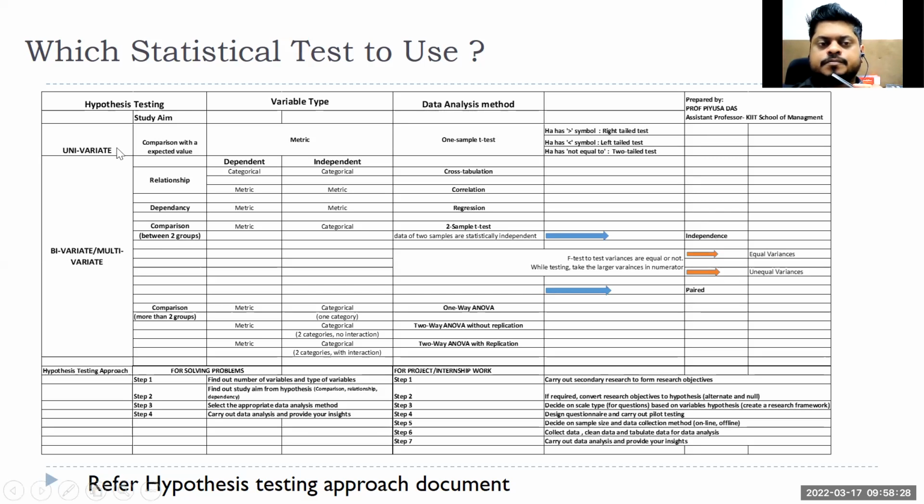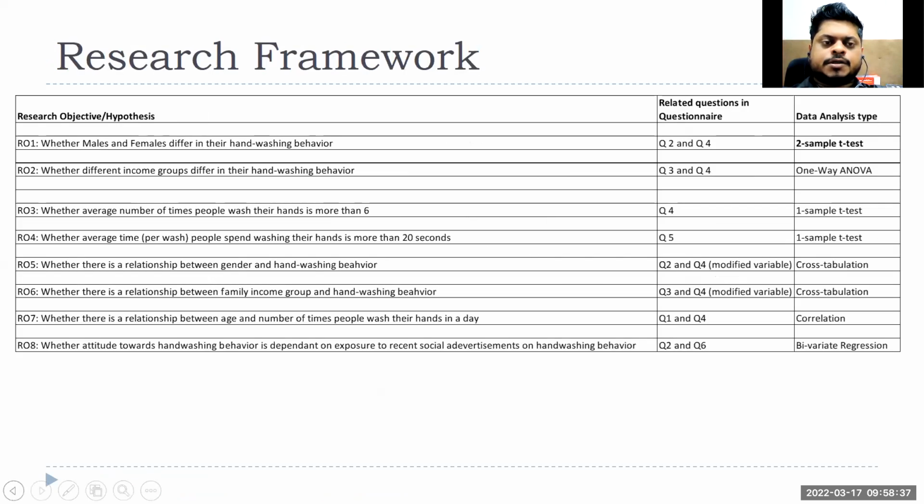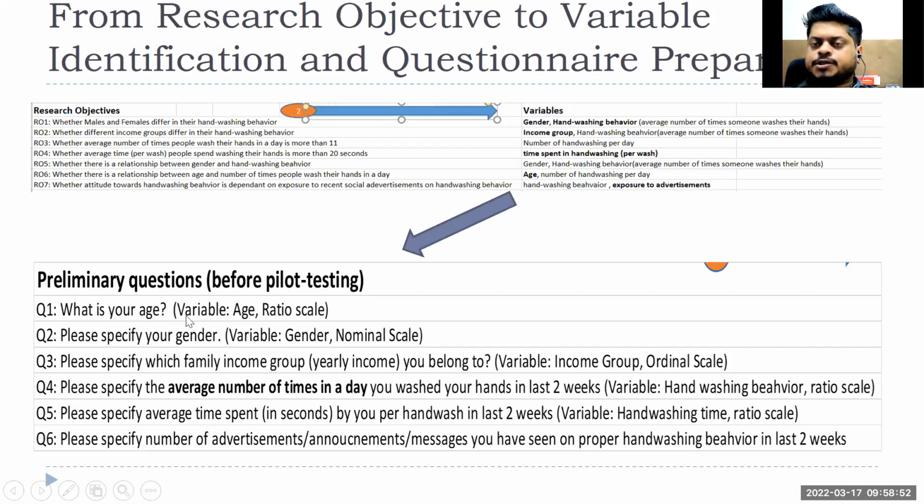I'll give you another example. If you see here, relationship, I want to find a relationship between two variables, right? So I have one question. If I go back to my research objective, question number 7 is whether there is a relationship between age and number of times people wash their hands in a day, right? How have I asked that question? I have asked one variable, what is your age? That is in a ratio scale. Directly, the person is mentioning their age, right? Then I am asking, please specify the average number of times in a day. That also they have to mention a number, 5, 6, 10, whatever the number, right? In both the cases, I am getting continuous data, metric data, right?